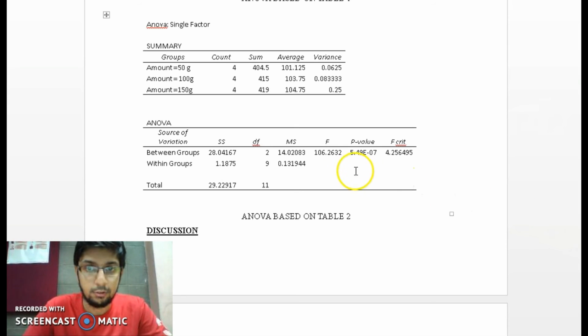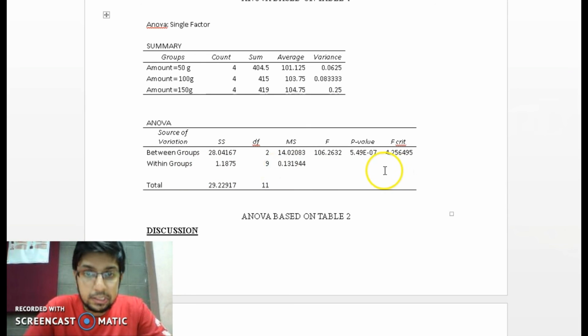From this table also, it shows a similar case where our test statistic F has the highest value, which is 106.6232. To get this value of the test statistic F, what we have to do is divide the mean square between the groups by the mean square within the groups.